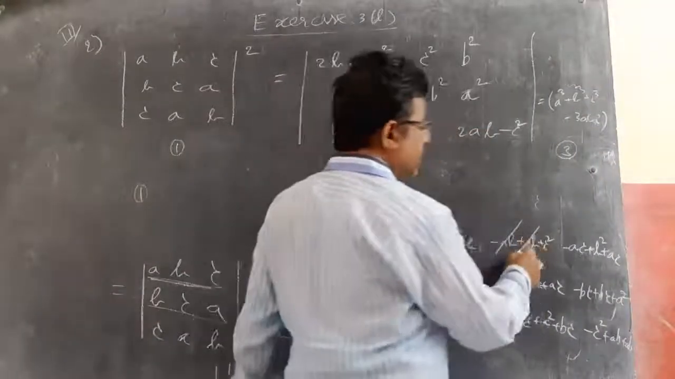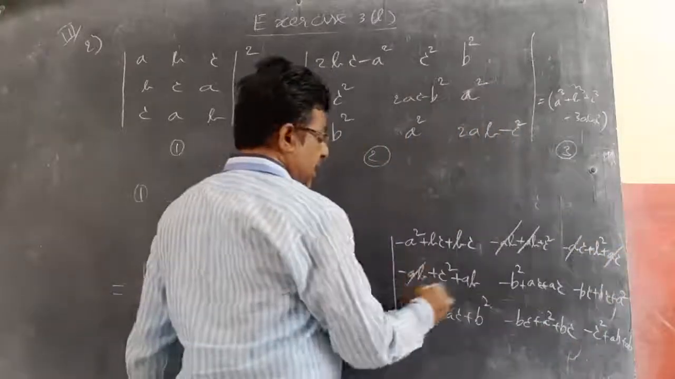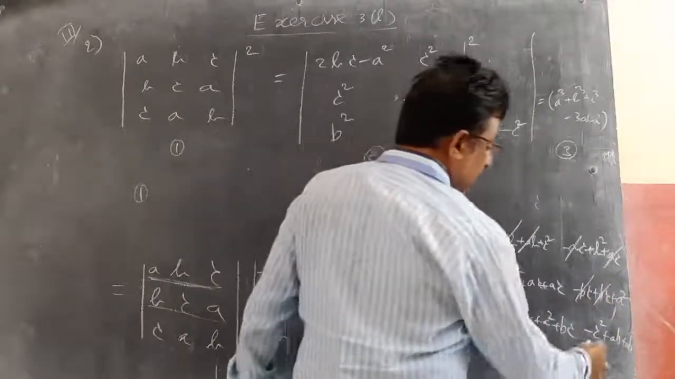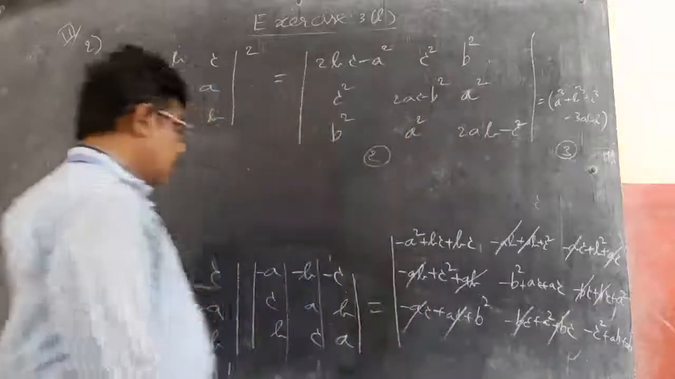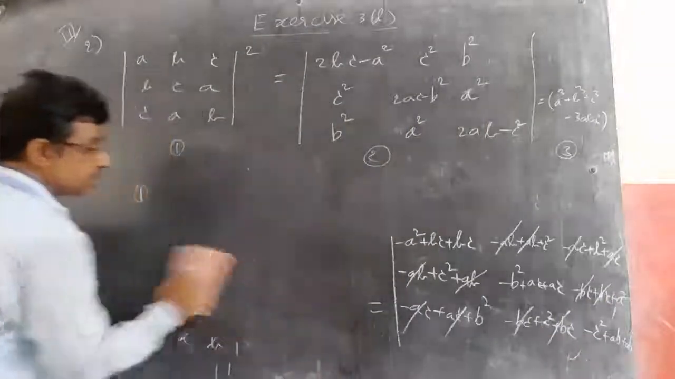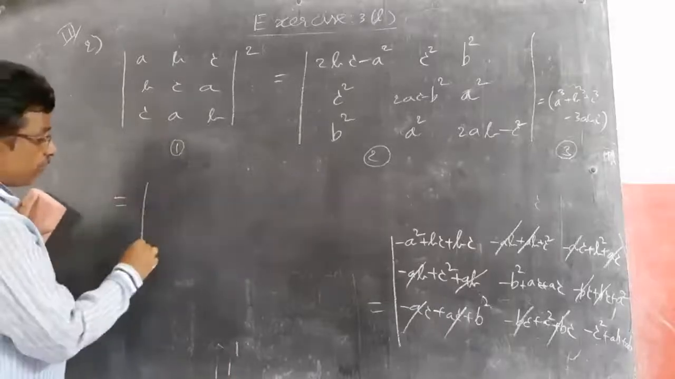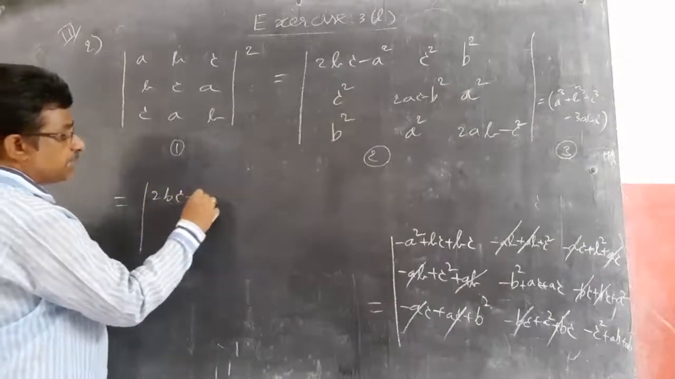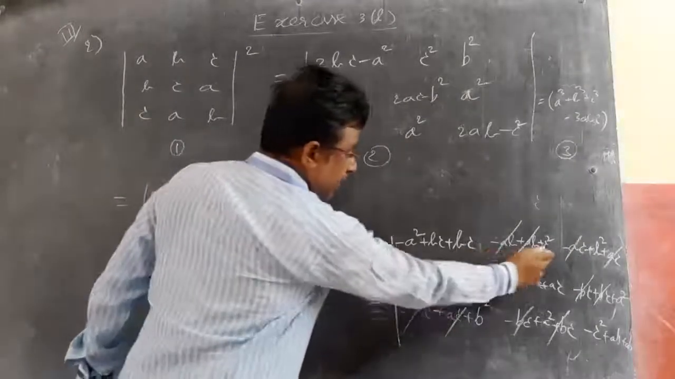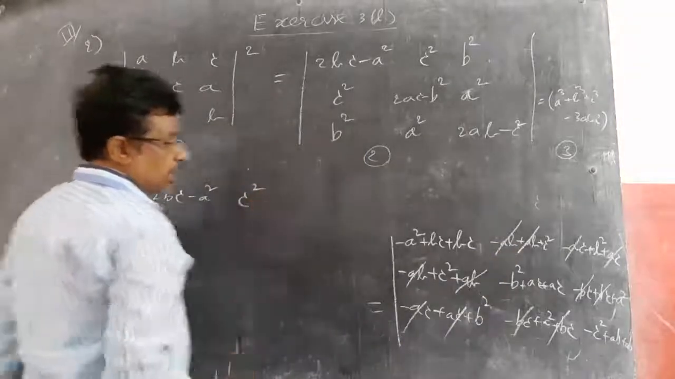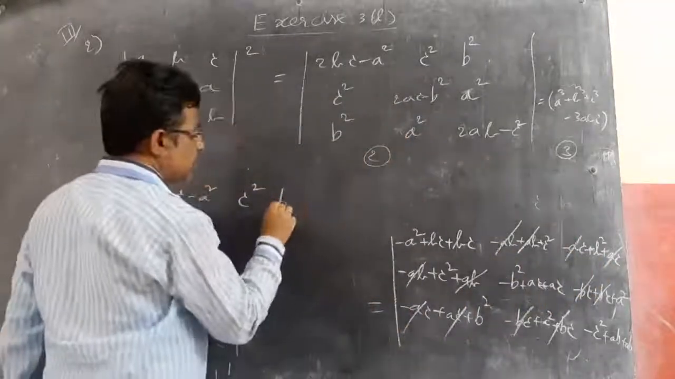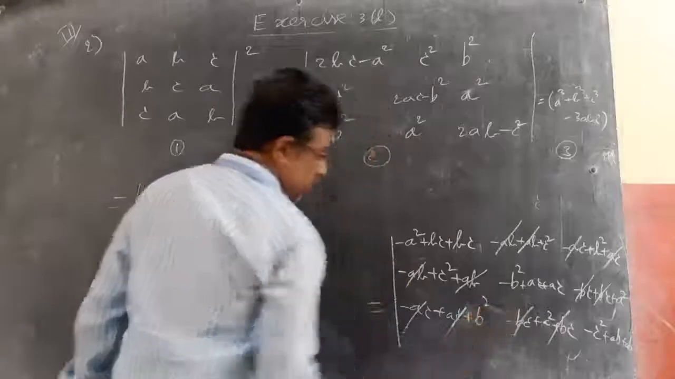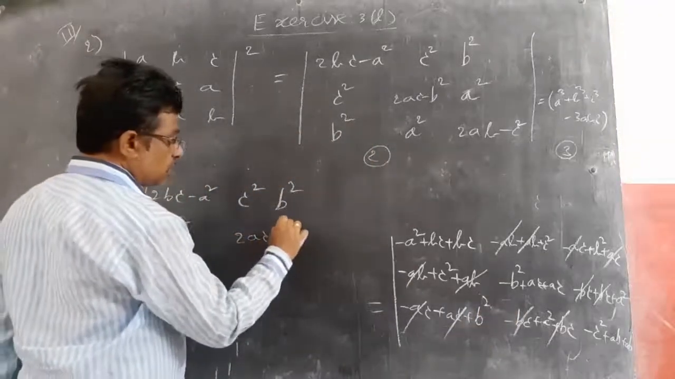Now, if I simplify this, what do I get? Here AB cancels, here AC cancels, here AB cancels, here again BC cancels, here AC cancels, here BC cancels. So what is left out? Finally we get BC plus BC, 2BC minus A square. Next, here AB cancels, left out is only C square. Here AC cancels, left out is only B square. And here, left out is only C square. And here, left out is 2AC minus B square.